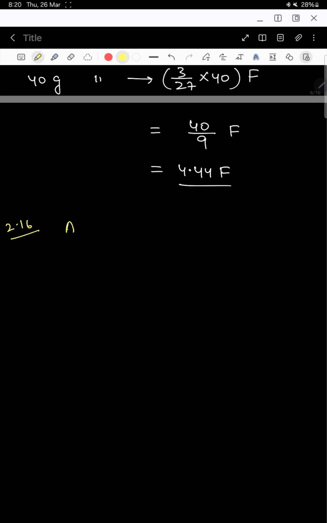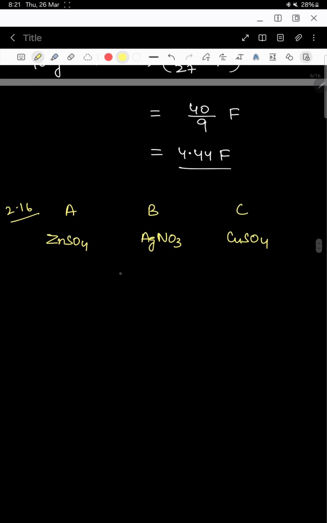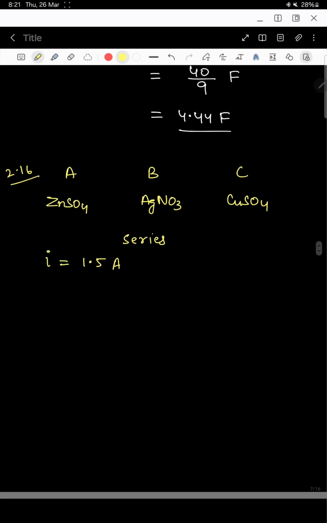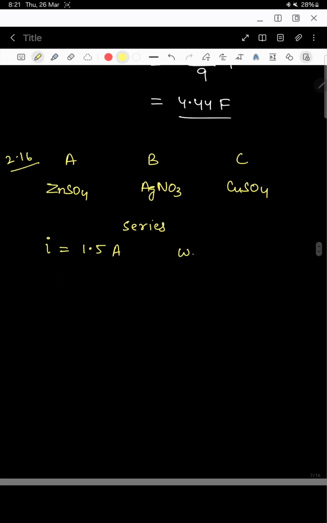So we have 3 electrolytic cells, A, B and C. The first one containing zinc sulfate, second one containing silver nitrate, and the third one containing copper sulfate. So we have these 3 cells. They are connected in series. A steady current of 1.5 ampere passes through all of them until the mass of silver getting deposited is 1.45 gram.